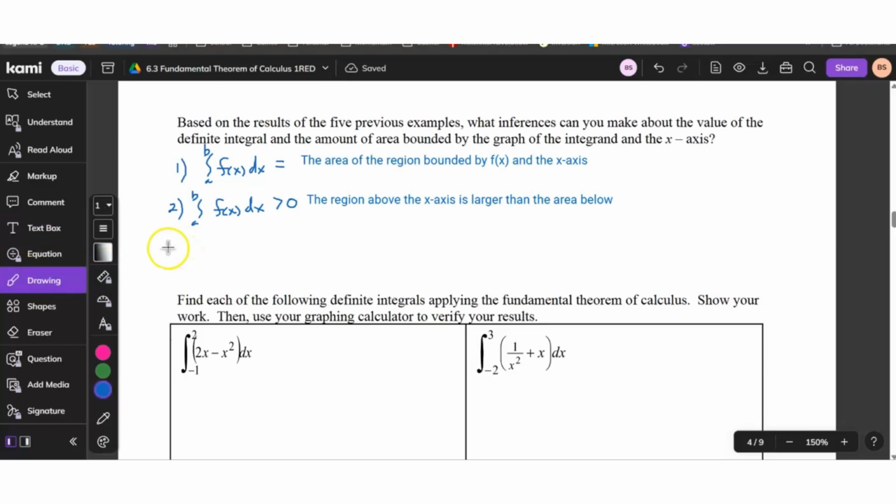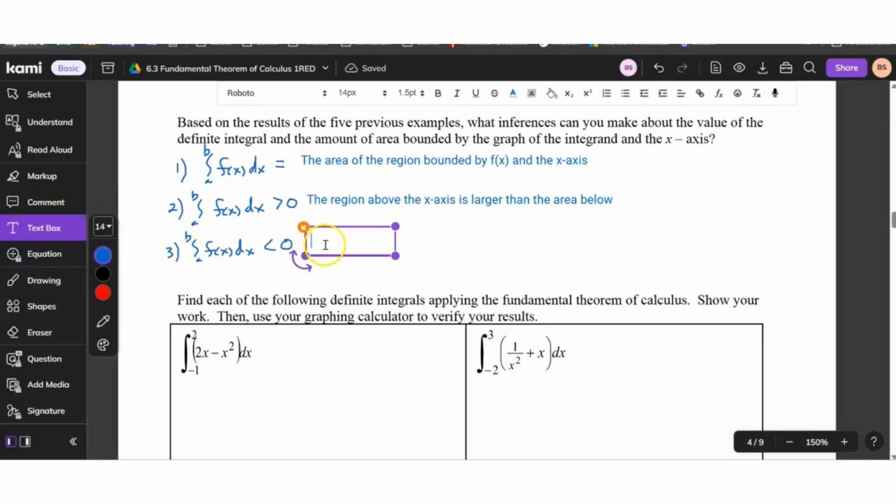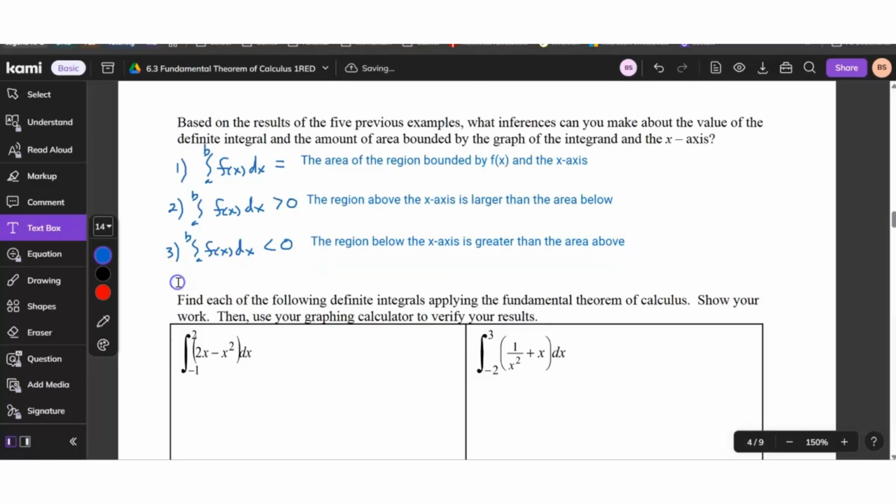Another case that we could have, integral from a to b, it could be less than 0. What would that mean? If it was less than 0, the area below is greater. So the region below the x-axis is greater than the area above. And the last case that we had was when they were equal, right? So when it was, sorry, when it was equal to 0, I should say. So the integral from a to b.